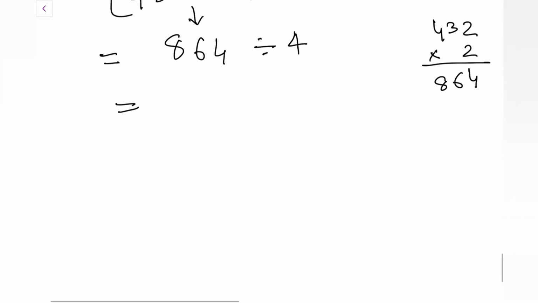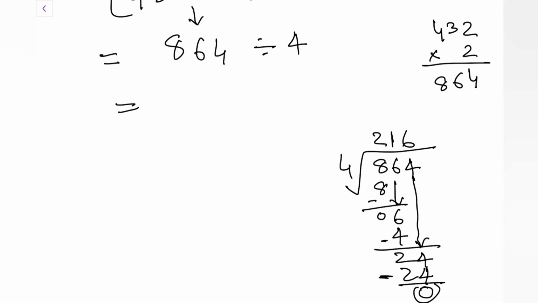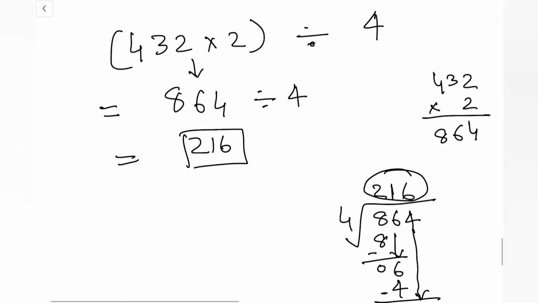If you have to do the working of that, let's do 864. 4 2s are 8, 0. 6, 4 1s are 4, 6 minus 4 is 2, then you bring this 4 down, 4 6 is 24. That's it. So 864 divided by 4 is 216. This is how you can do a simplification problem where there is a combination of multiplication and division.